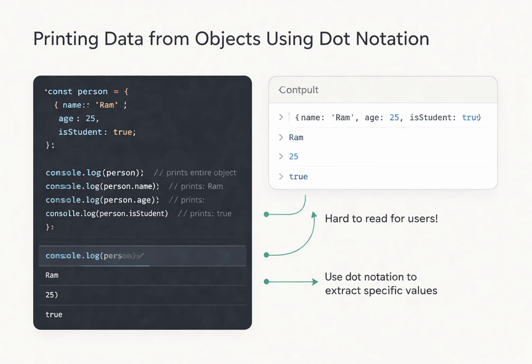What people actually want is one piece of data at a time, just the name, just the age, just whether someone is a student. So to pull individual values out of an object, we use dot notation. You write the object name, then a dot, then the property name. So person.name gives you just the name, person.age gives you just the age, and person.isStudent gives you just that Boolean value. That dot in the middle is what says go inside this object and get this specific property.